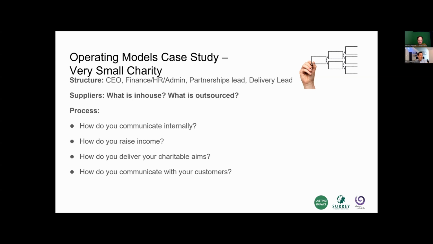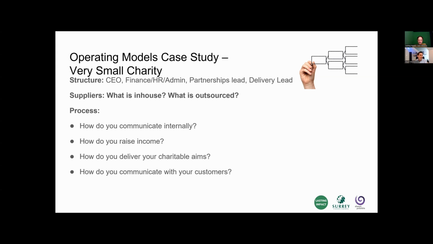There's a partnerships lead. Now this could be, depending on your organization, doing a variety of different things, but perhaps the partnerships lead is all about bringing in funding to the organization, whether it be grant funding or whether it be fundraising from individual giving, going out raising money from events and things like that.